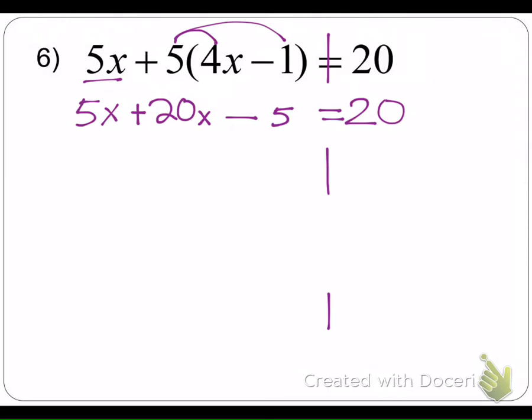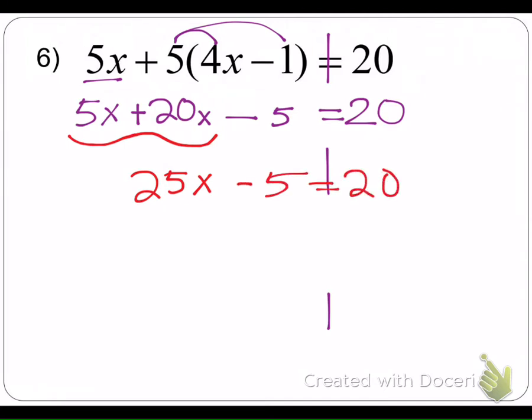Then what? Oh, not yet. Let's combine the like terms first. 25. Yeah, so we're going to make that a 25x minus 5 equals 20. Notice they were on the same side of the equal sign. Tomorrow we're going to look at them where they're on different sides of the equal sign. So today we're just going to keep them all on the same side. So you combine those. There's a plus sign in the middle, so I added them. 5x plus 20x is 25x. Still have the minus 5.